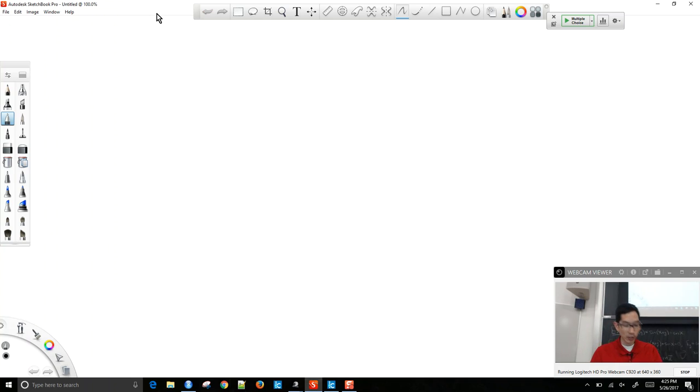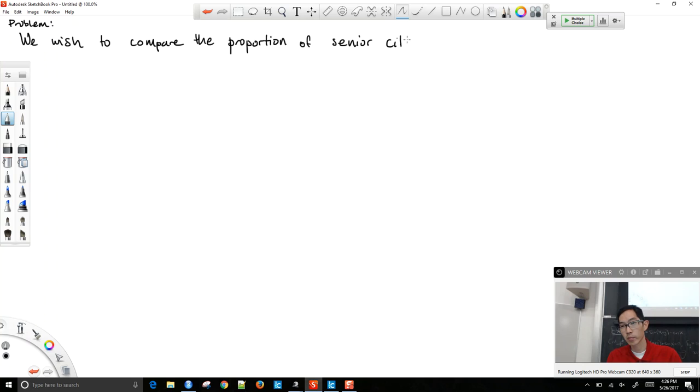Okay, then let's try working through an example here. What we need to do is compare the proportions from two samples. Example problem: we wish to compare the proportion of senior citizens living in two neighboring counties. We want to know, do these two counties have different proportions of senior citizens or not?